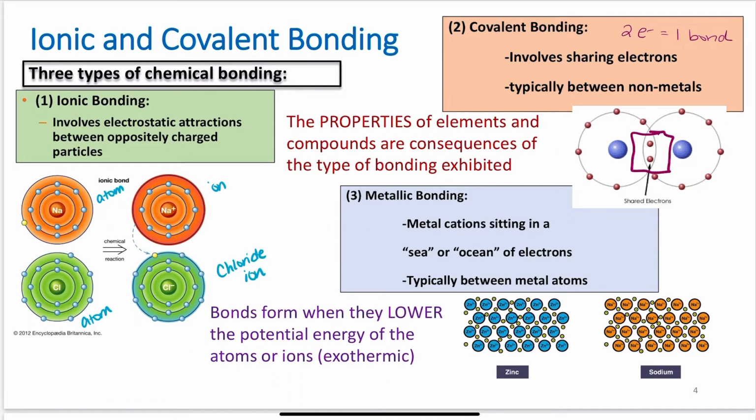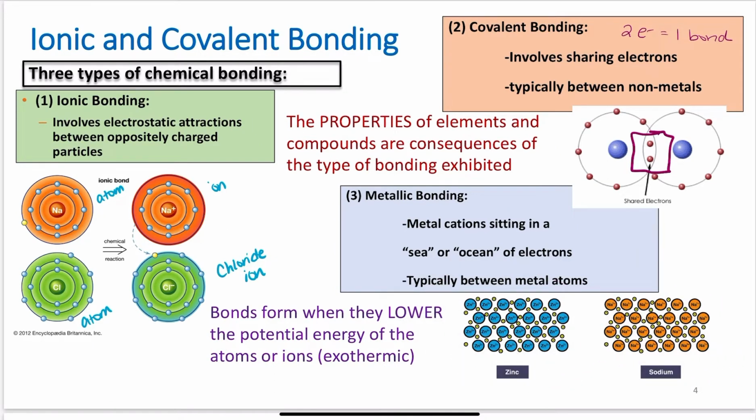Metallic bonding is when you have your metal cation sitting in a sea or ocean of electrons. This is typically observed between metal ions. If you look here at the screen, we've got a bunch of little sodiums. The little yellow circles are sodiums, and underneath that the little yellow negative signs are all of your electrons floating around, and here for zinc as well. So what we actually have is your metal cations, and then we have what we call a sea of electrons.